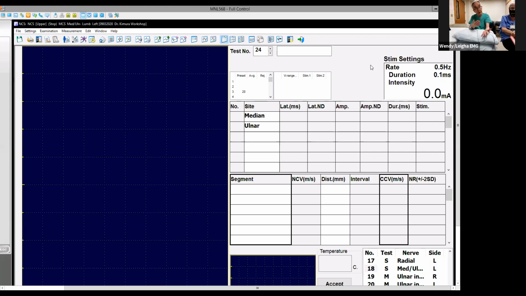This is Preston's technique, right? It's similar to the antidromic response from the ring finger. And let me show you that now.